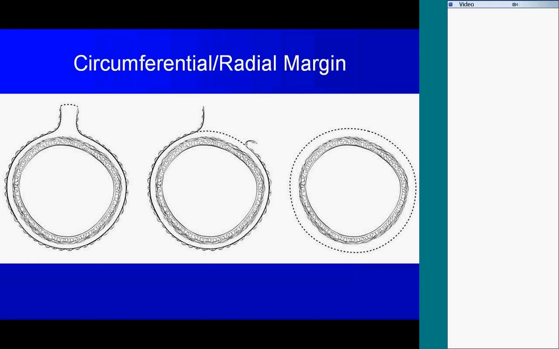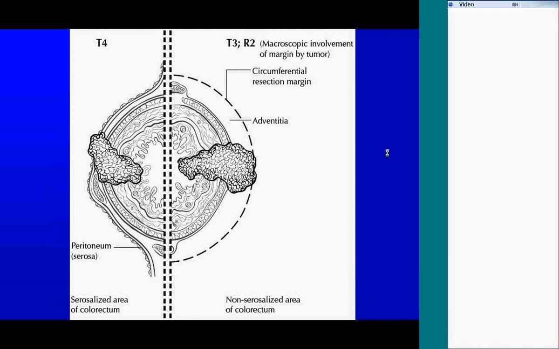And this is just an illustration of where we would assess the circumferential margin. In the cecum, the transverse colon, and the sigmoid, our mesenteric pedicle would be the circumferential or radial margin. In the ascending and descending colon, we would have a bare area that's retroperitoneal that constitutes the margin, and the rectum, because it's entirely outside the peritoneal covering, has a true circumferential or radial margin.